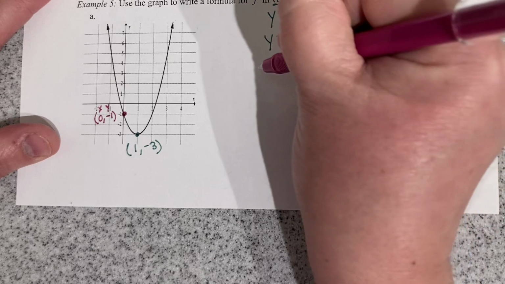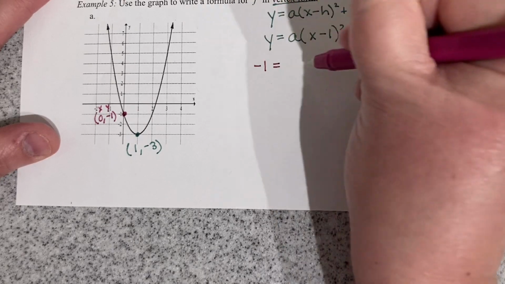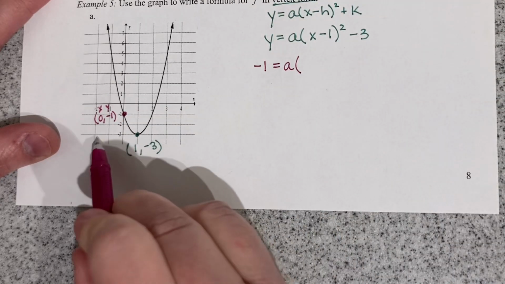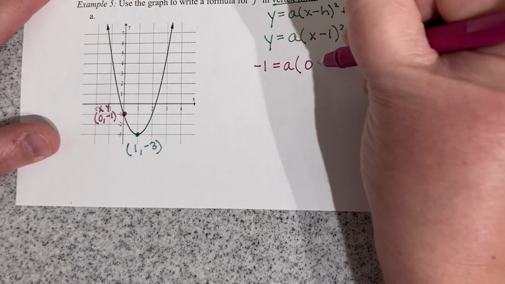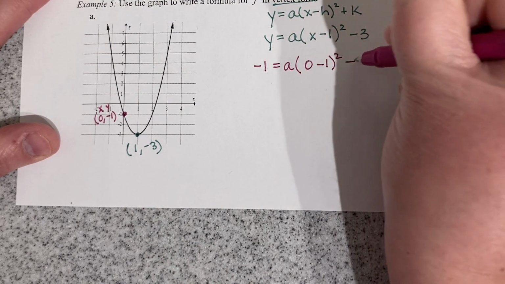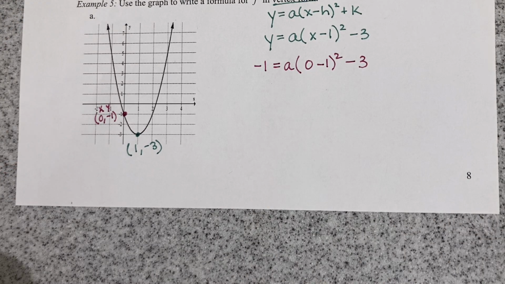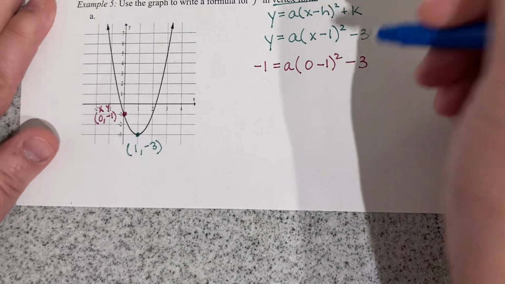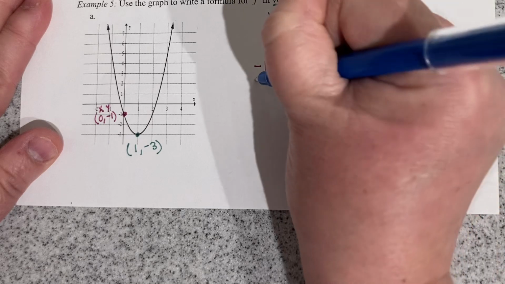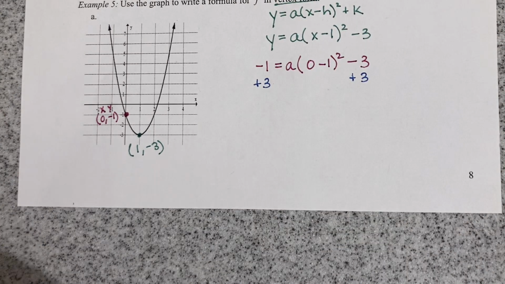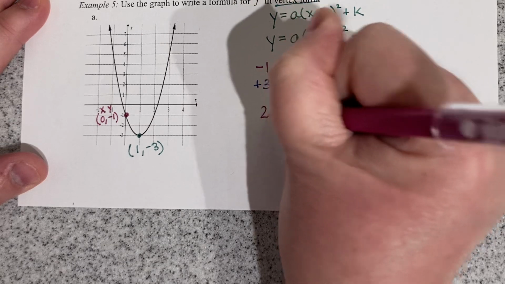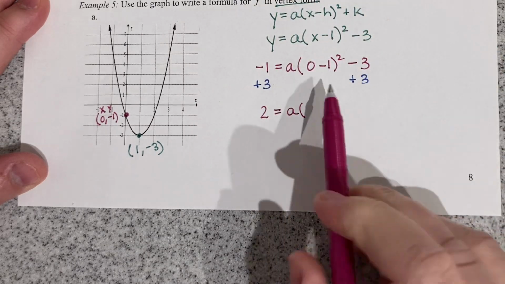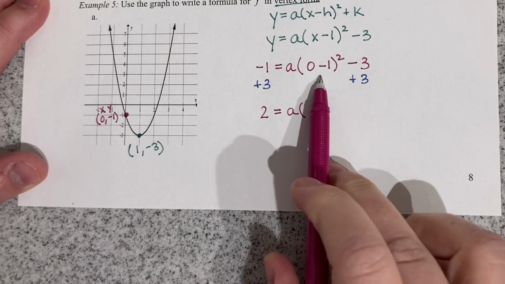So the y is -1, a times the x, make sure my x looks like an x. X is 0, so 0 minus 1 squared minus 3. I'm going to start by adding 3 to both sides because I remember the goal is to solve for a. So that's 2 equals a times -1 squared.